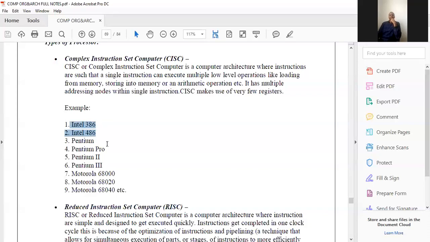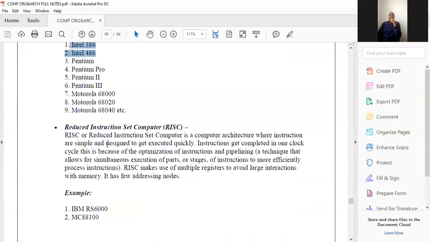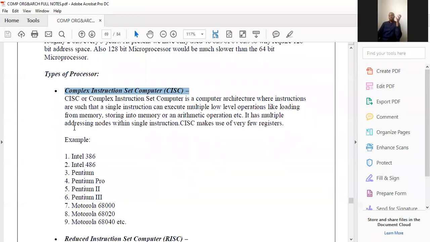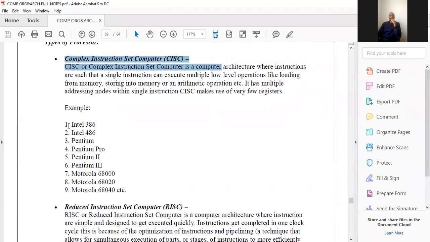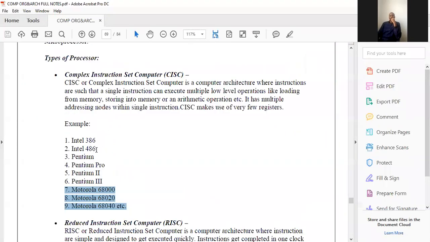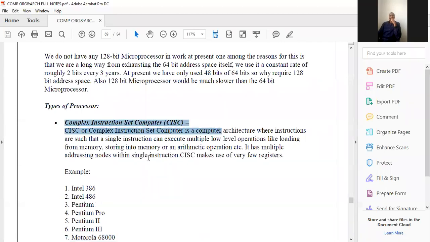Okay, so we have Intel x86. So if you have an Intel machine, basically you have a CISC processor. If you have a machine that has an Intel processor, basically you have a good processor. You have a processor that is CISC. So you have Intel 386, Intel 486. Also, if you have a Pentium processor, or a Motorola processor, basically you have a CISC processor, a processor that can work on multiple and complex instructions per given time.